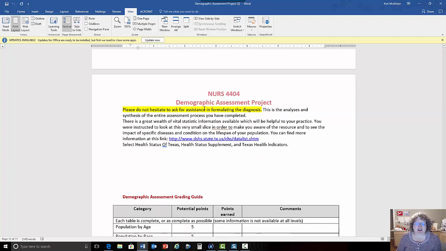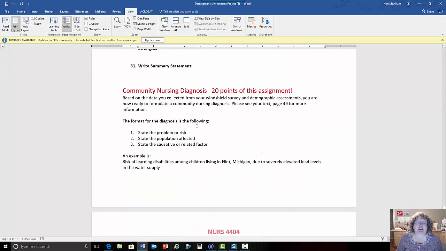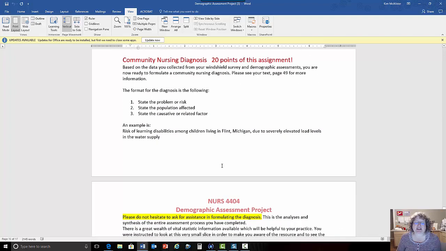Now, understand that this community nursing diagnosis has to be something that community health nursing can do something about. So be sure that you pick something that we can work on. Also, your community nursing diagnosis is going to be what you are going to work on for your teaching project. So when you think of this diagnosis, it needs to be something that you can address through a teaching project.